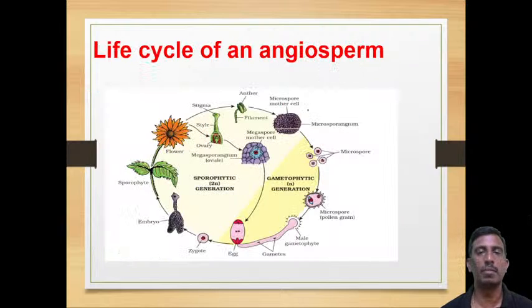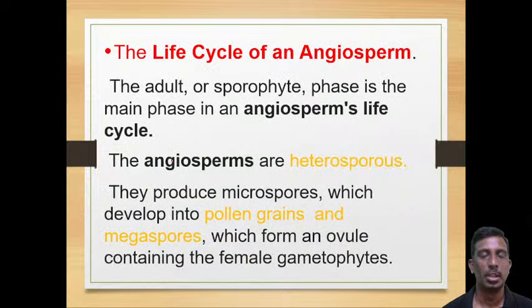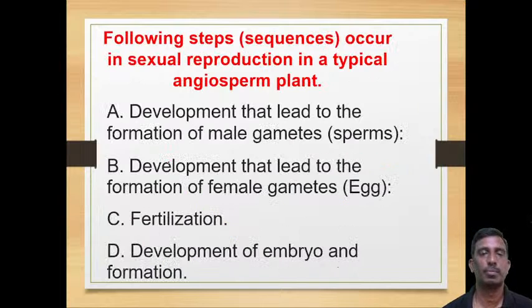This is the life cycle of angiosperms, where it starts with a sporophyte which has root, stem and leaf, and flower, which produces the gametes. So these gametes, that is male and female gametes, will fuse and form a zygote like this. Again, it forms a sporophyte. This shows alternation of generation, where sporophyte is dominant and gametophyte is very short. It is heterosporous, it produces two types of spores, that is microspores and megaspores.